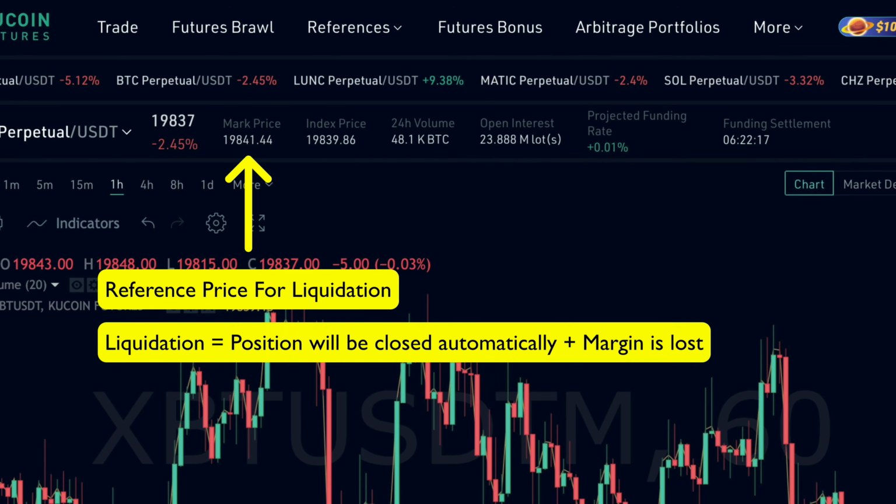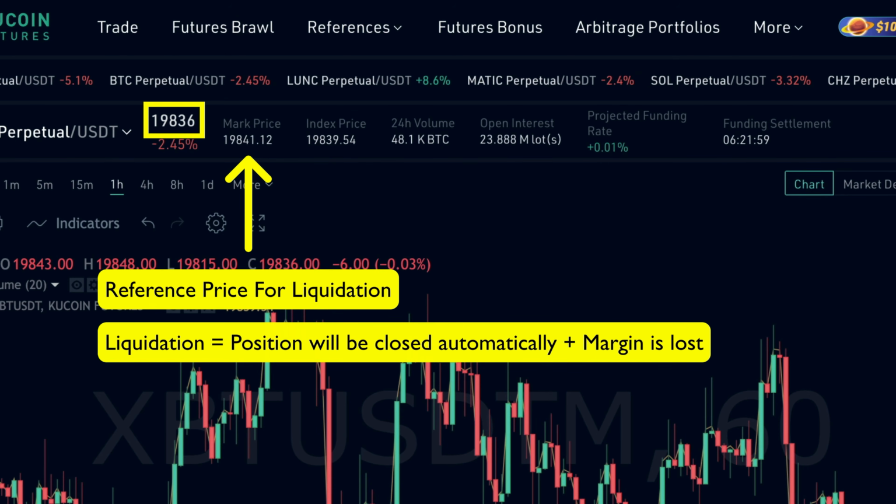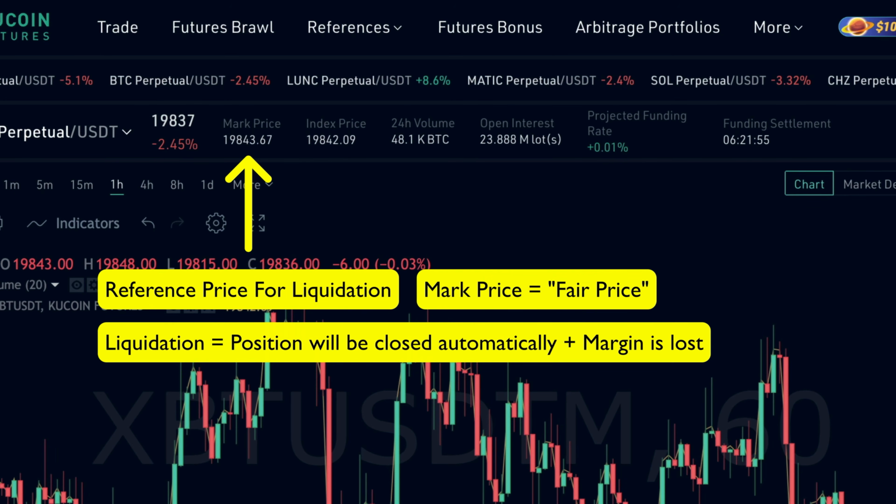Liquidation basically means that KuCoin will automatically close our position whenever the price moves too far against us. The reason why KuCoin doesn't use the actual last price to determine when a position should be liquidated is to avoid unnecessary liquidations whenever the market is highly volatile or is being manipulated. So the mark price represents a more fair price to determine when a position needs to be liquidated.